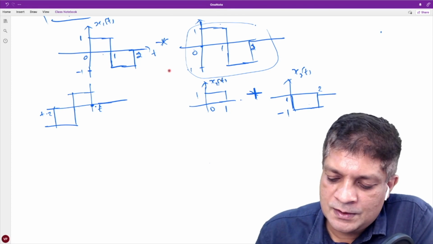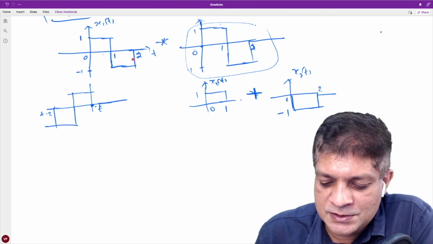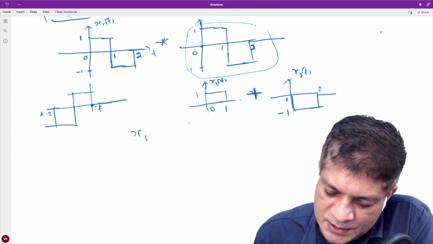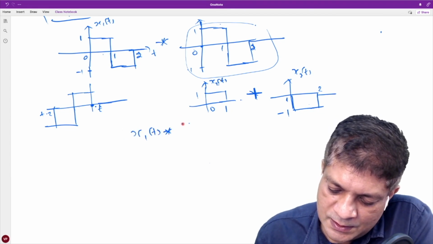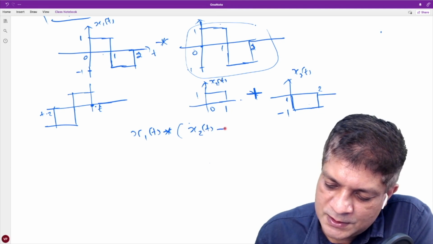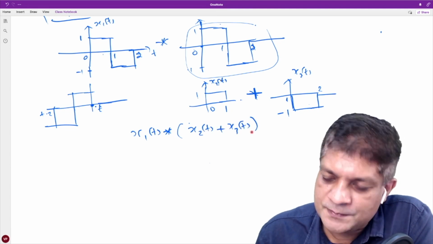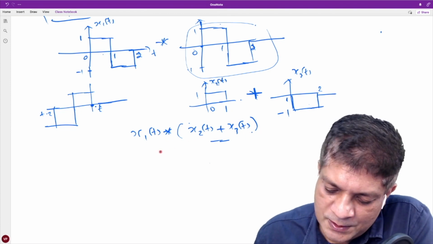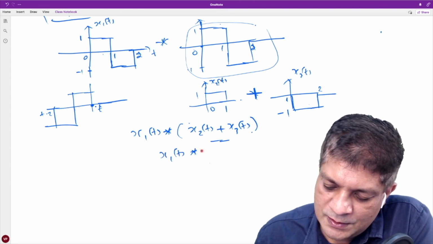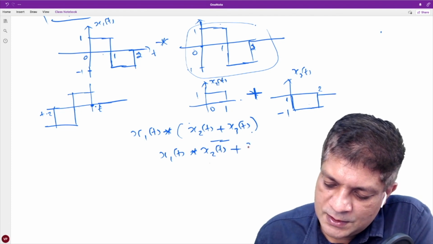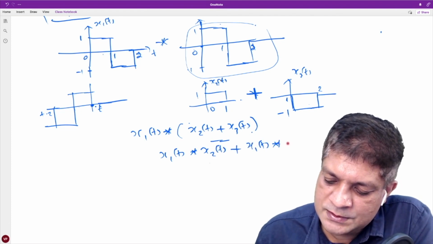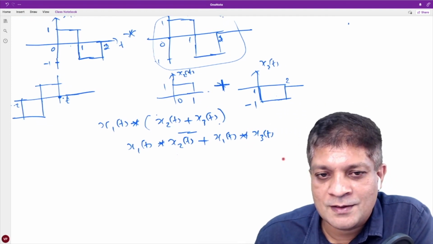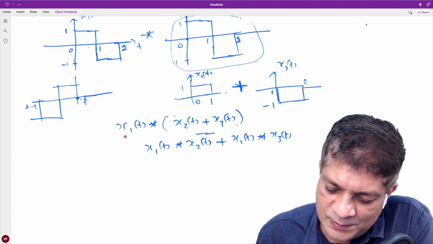So which property can we use? Can we use the distributive property of convolution? That is, x1(t) convolved with x2(t) plus x3(t), isn't it? If you use the distributive property, that is x1(t) convolution x2(t) plus x1(t) convolution x3(t). Is it that?